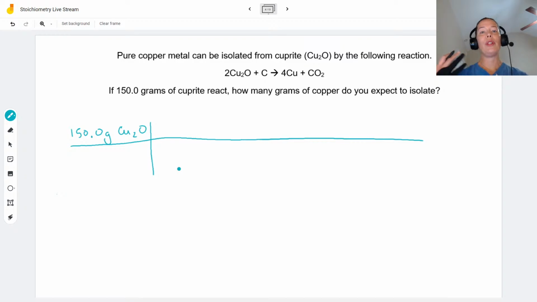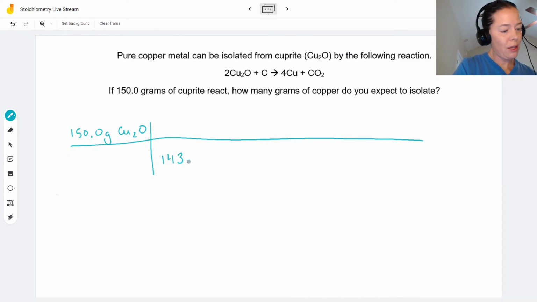Now, because I am going to have to convert from the Cu2O over to the copper metal, I know I'm going to use my mole ratio, and right now I've got grams. So my first step is to convert grams of Cu2O into moles. And again, I have already calculated that molar mass, and that is 143.09 grams, again Cu2O, and so therefore my 1 mole is going to go in the numerator.